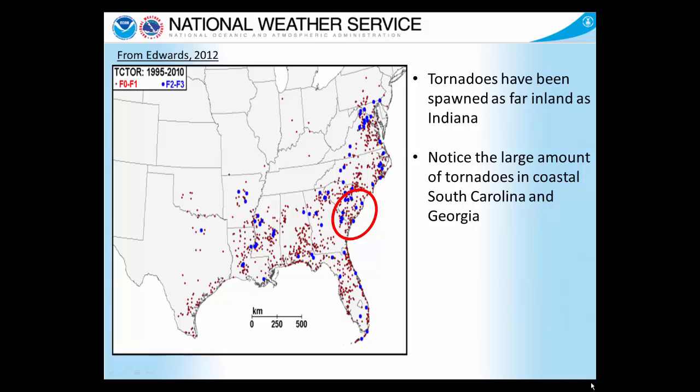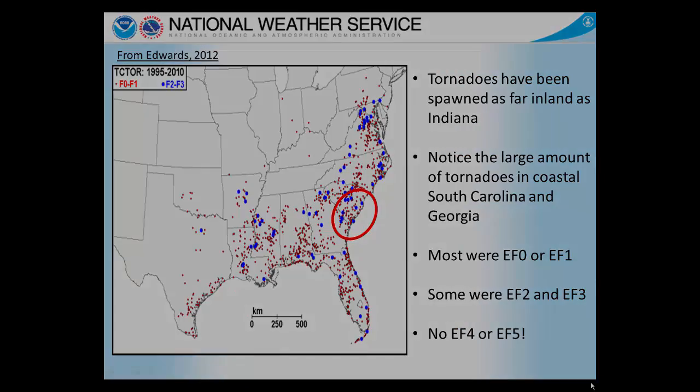We are susceptible to these tornadoes, especially from storms that move in from the Gulf. Most were EF0 or EF1, the smaller dots, but some were EF2 and EF3 represented by the larger blue dots. Fortunately, there were no EF4s or EF5s.